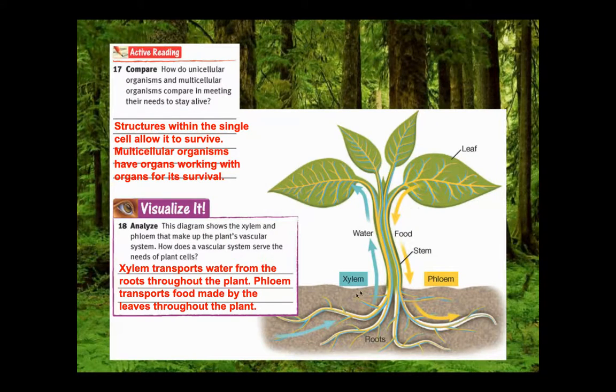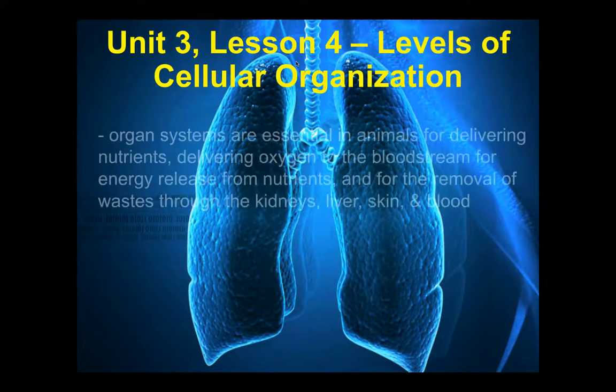This is just real quick. This is how a plant's organs work together. The xylem brings the water up through the roots to the leaves, so photosynthesis can take place. Then a thing called phloem takes the food made during photosynthesis back throughout the plant. So the xylem brings the water up from the ground, and the phloem takes the food away.